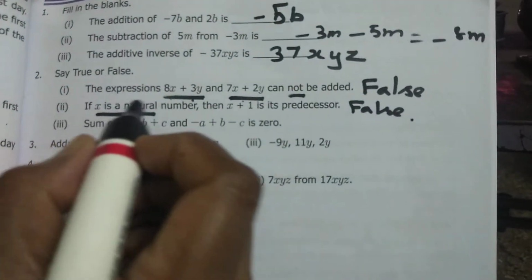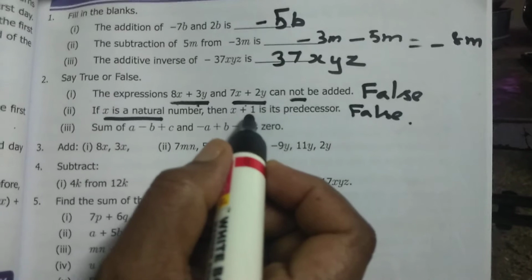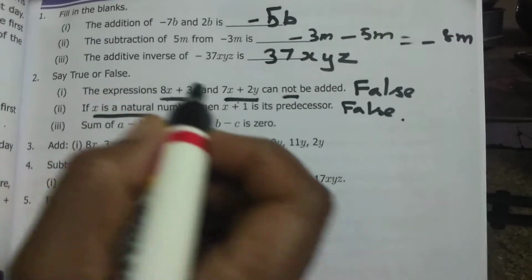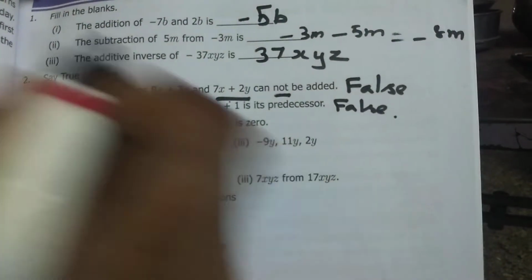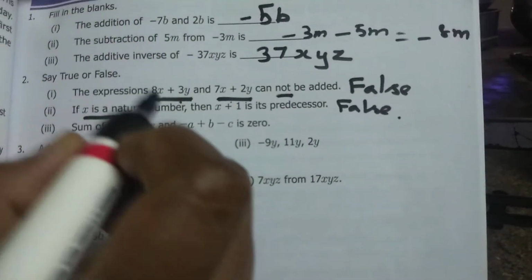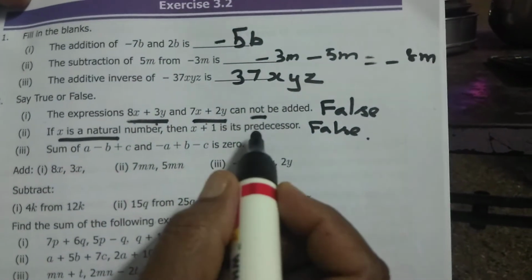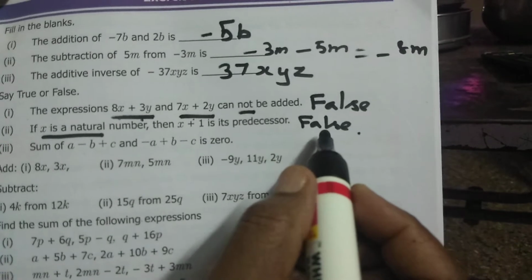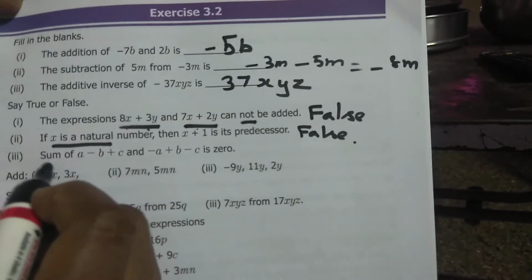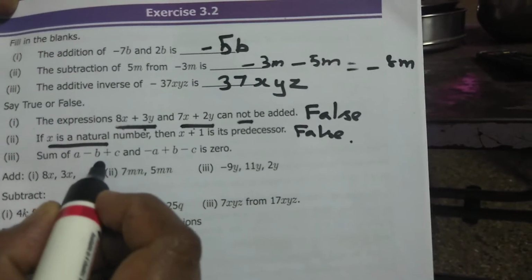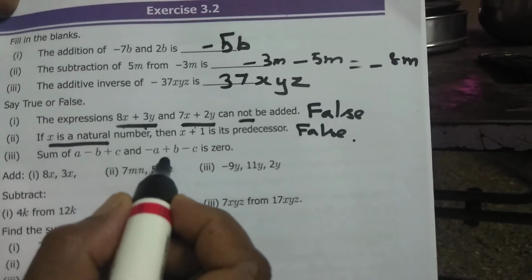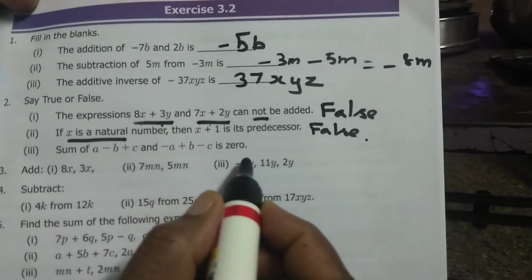Purinjudha? x is a natural number. If we add 1 to x, it becomes 2. So 2 is the successor of 1, isn't it? But it is given as predecessor. So what do we write? False. Now, the sum of a minus b plus c and minus a plus b minus c is 0, it's given.